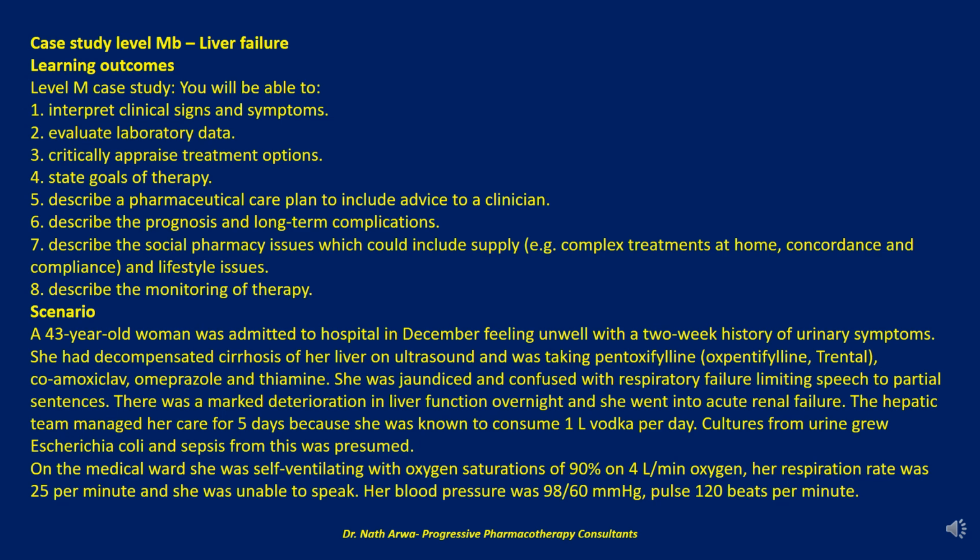There was a marked deterioration in liver function overnight and she went into acute renal failure. The hepatic team managed her care for 5 days because she was known to consume 1 liter vodka per day. Cultures from urine grew Escherichia coli and sepsis from this was presumed. On the medical ward she was self-ventilating with oxygen saturations of 90% on 4 liters per minute oxygen. Her respiration rate was 25 per minute and she was unable to speak. Her blood pressure was 98 systolic 60 diastolic, pulse 120 beats per minute.